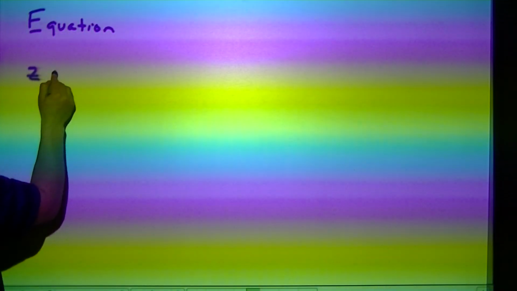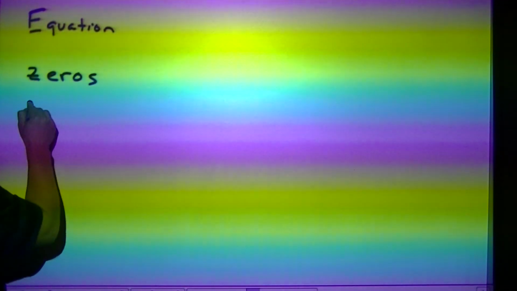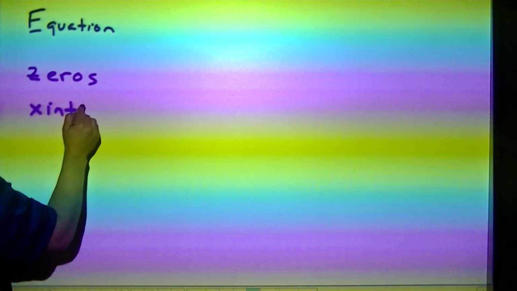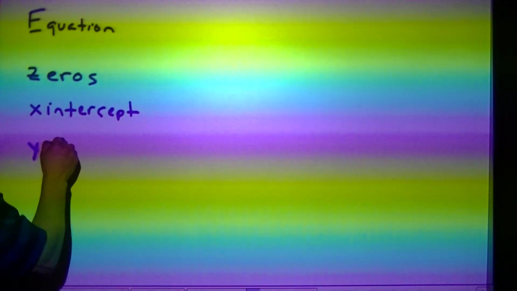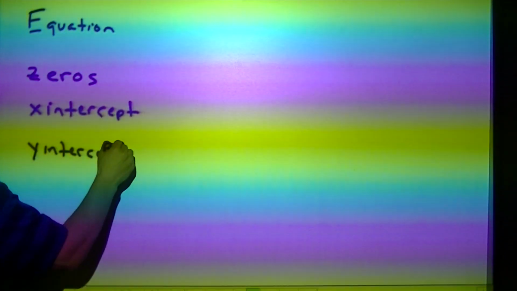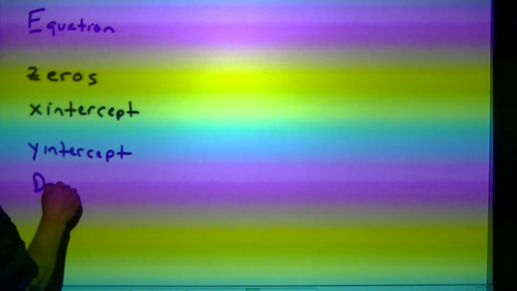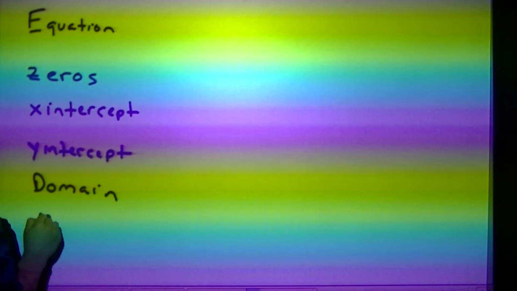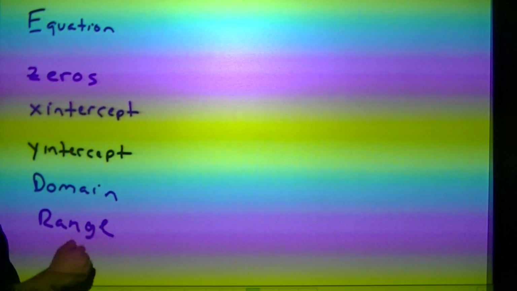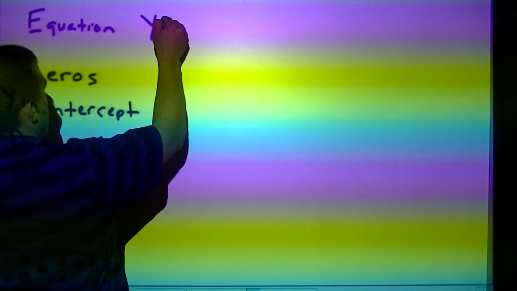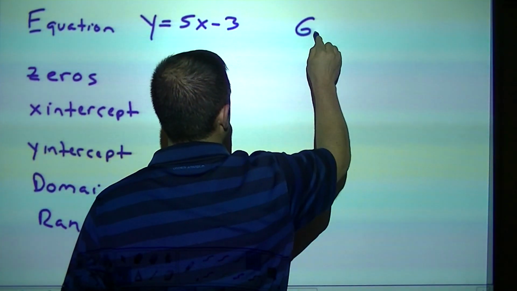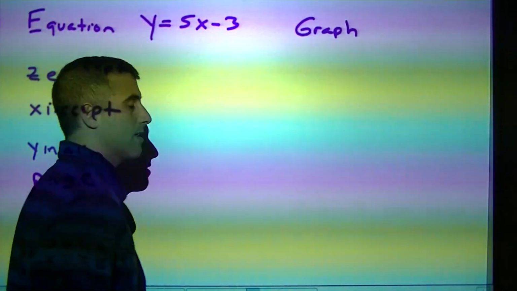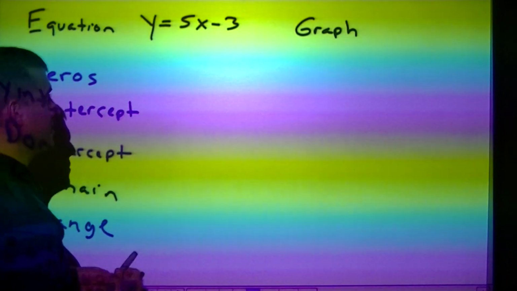Okay, out of that equation, we're going to find the zeros, the x-intercept, the y-intercept, the domain, and the range. Okay, so if I start with this equation of a line, we're going to graph it first. And to graph it, these are the ones.